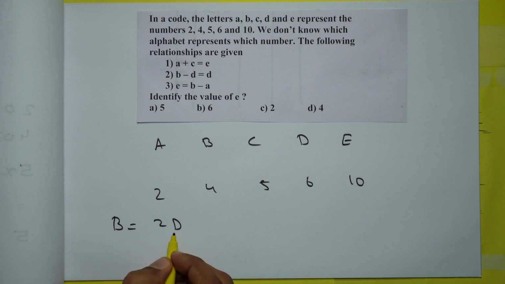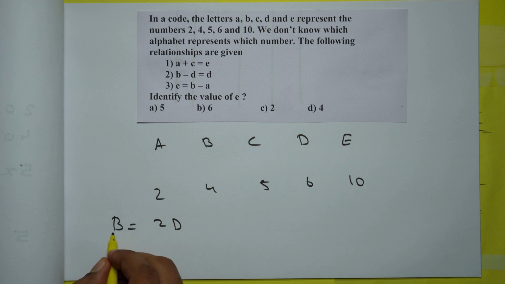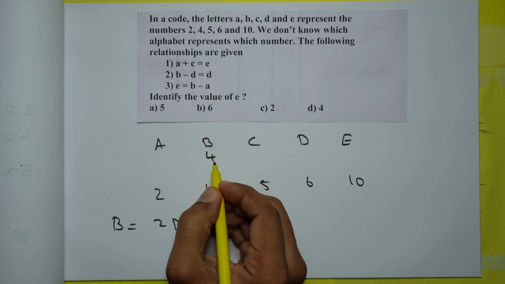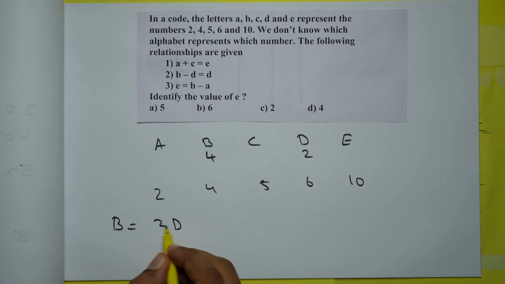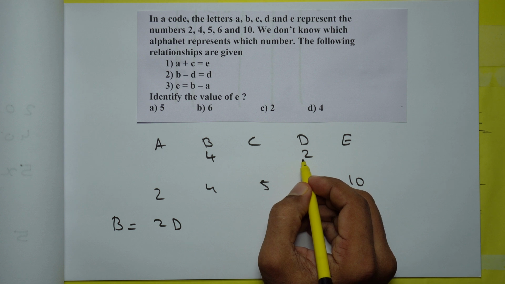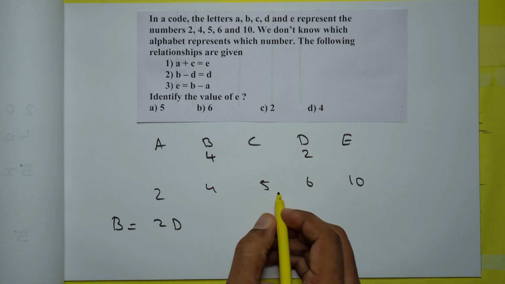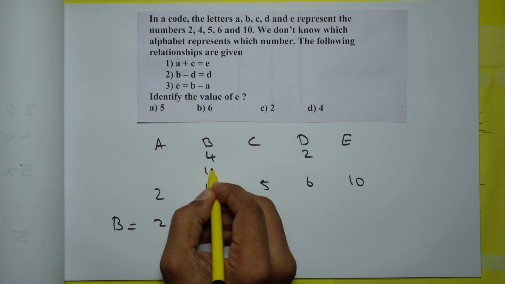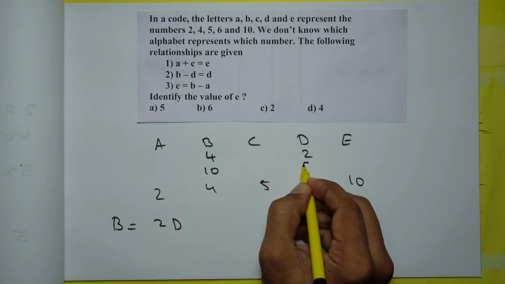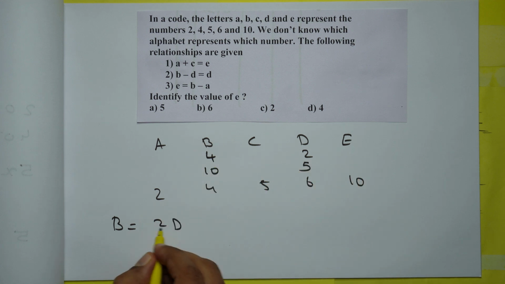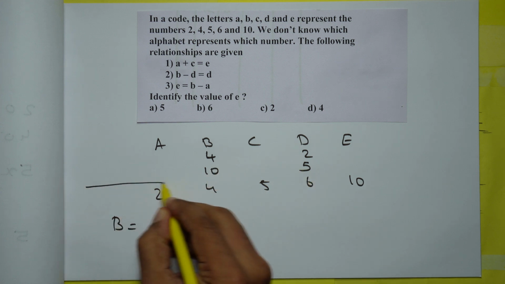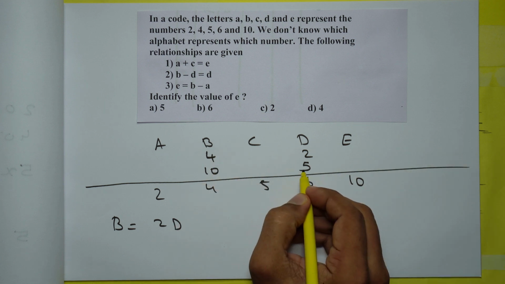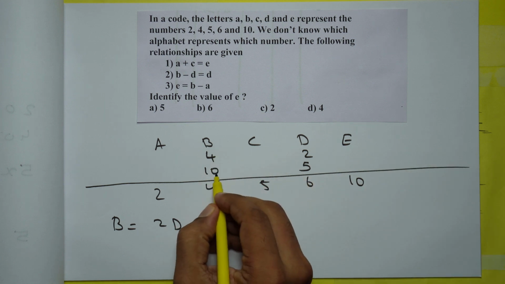So B is equal to 2D, then possible values of B and D are, if B is equal to 4, B can be 4, then D can be 2. That is possible. So B will be 2 times D. 4 is 2 times 2. Another possible value of B and D is B is 10. If B is 10, D will be 5. So B will be 2 times D. That is 10 is 2 times 5. So these are the only possible values of B and D. It can be 4 and 2, or it can be 10 and 5.